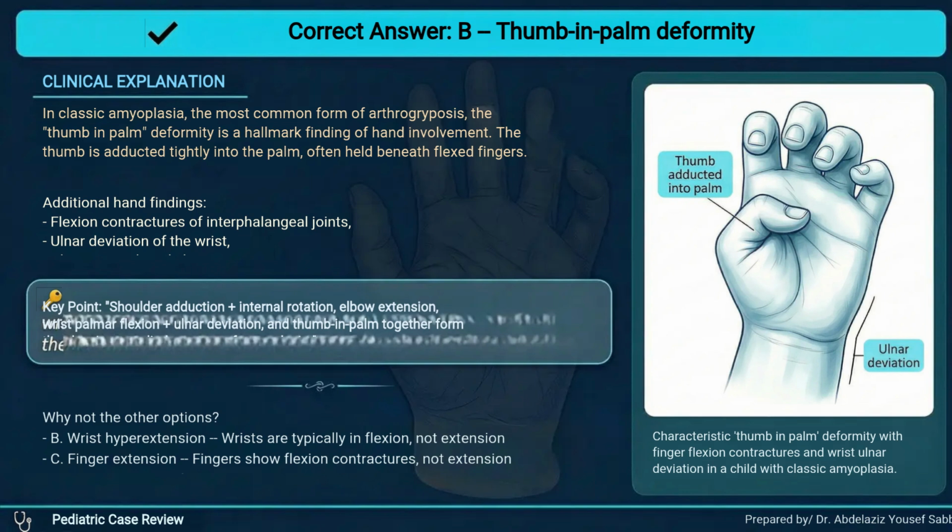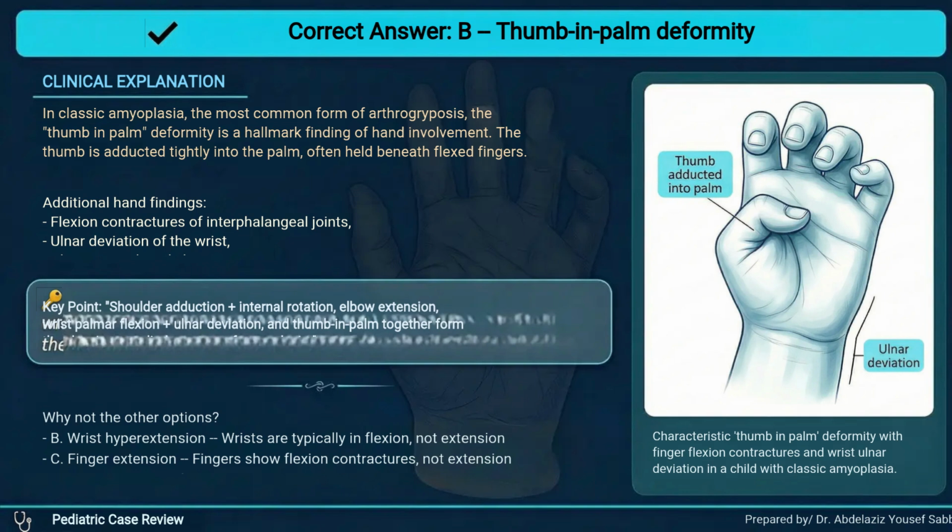A key point to remember: shoulder adduction and internal rotation, elbow extension, wrist palmar flexion with ulnar deviation, and thumb and palm deformity together form the classic upper limb posture of amyoplasia. Wrist hyperextension is incorrect because wrists are typically in flexion, not extension. Finger extension contractures are incorrect because fingers show flexion contractures.